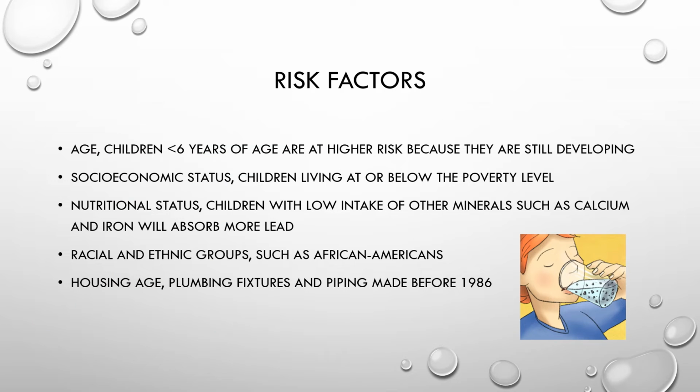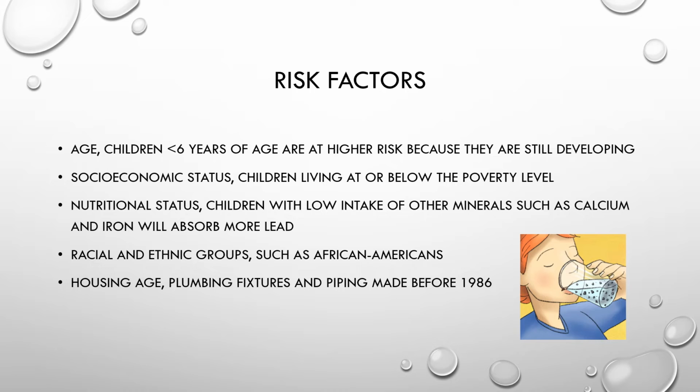There are several risk factors of lead poisoning, some modifiable and some not. Age is a risk factor because children under age 6 are still developing and are more susceptible to the harmful effects of lead. Socioeconomic status is another risk factor. Children living at or below the poverty level are at higher risk than those above the poverty level. This is partially because economically disadvantaged families are often living in old housing with old plumbing.